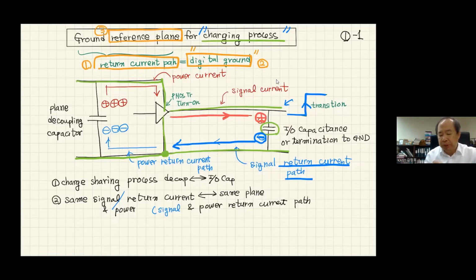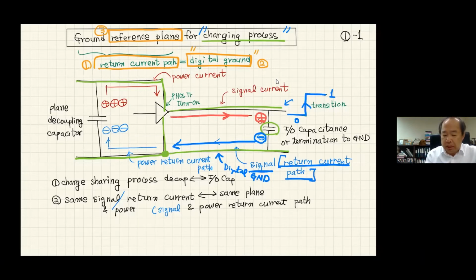So in order to bring the signal line from 0 to 1 level, we have to supply plus charge through the signal line, and also we have to supply negative charge to the capacitor through this return current, the signal return ground path. This method is called digital ground. That is the definition of digital ground.